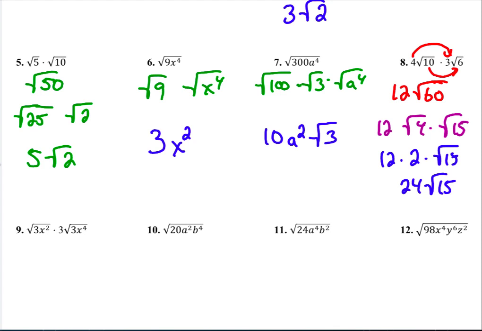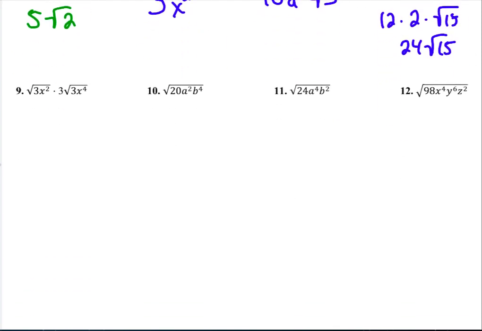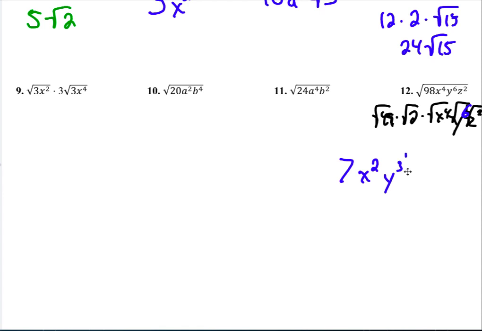Okay. I'm going to do one more, number 12, just so you can kind of see how you would tackle this one. 98 is 49 times 2. And then I have x to the 4th, y to the 6th, z to the 2nd. And I'm taking the square root of each of those. The square root of 49 is 7. The square root of x to the 4th is x to the 2nd. The square root of y to the 6th is y to the 3rd. But because it is an odd number, meaning if that y was a negative number, I could end up with a negative when I multiplied it 3 times.